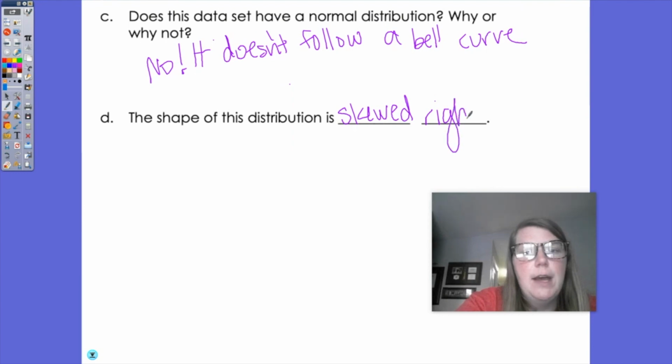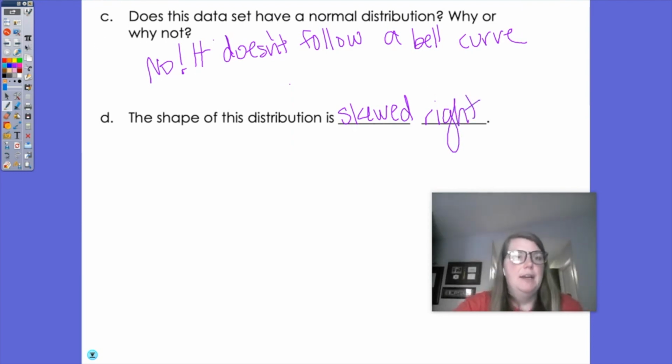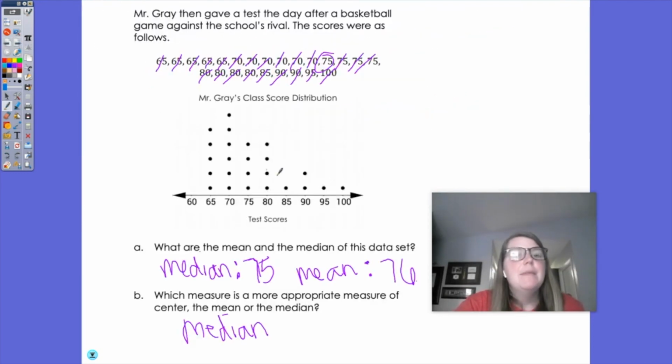And I'm going to tell you that when you go back and look at the data, it may seem like that's the opposite of what you would think. Most of the data is on the left, but it's called skewed right because all of these values over here are messing the data up. The data on the right-hand side is skewing it. It's messing it up. So that's why we call it skewed right.